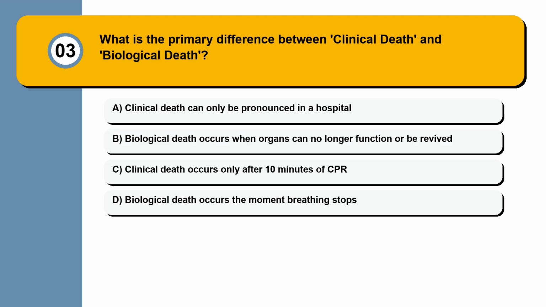Question 3. What is the primary difference between clinical death and biological death? Clinical death can only be pronounced in a hospital. Biological death occurs when organs can no longer function or be revived. Clinical death occurs only after 10 minutes of CPR. Biological death occurs the moment breathing stops.